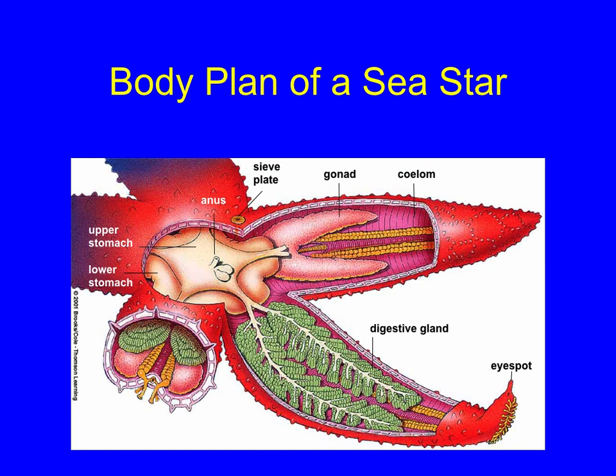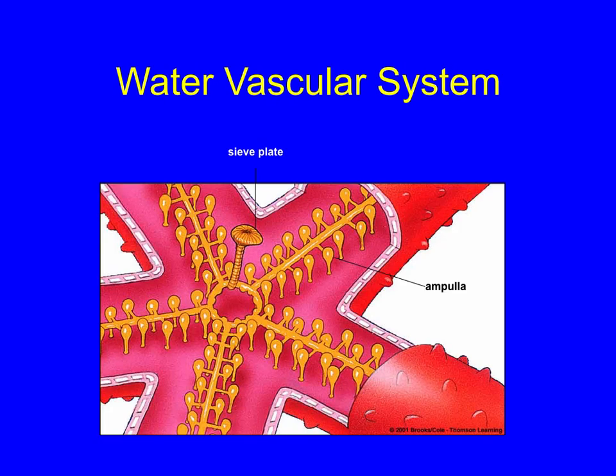We see in this body plan of a sea star, we see the upper stomach, we see the lower stomach, the anus, the gonads. It has the coelom right there. It has digestive glands. And we see the vascular system to take things in. It's got an ampulla right here, so it's used to filter feed and help move along.